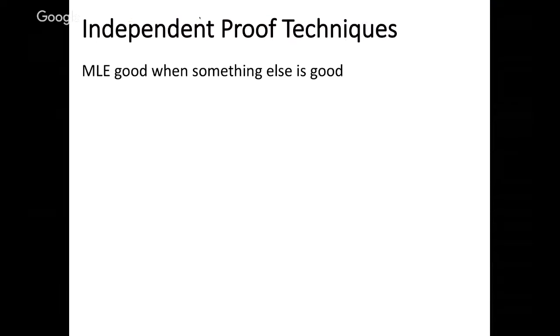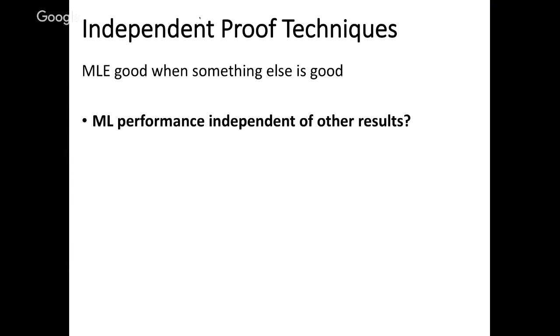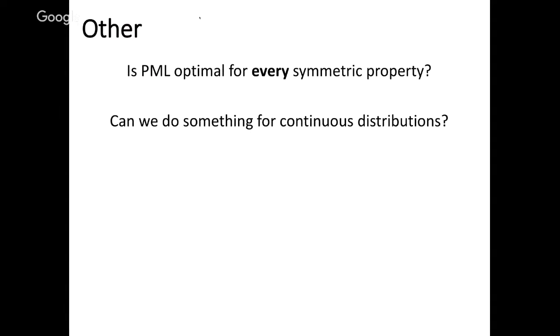So we showed that MLE is good when something else is good. The question is, can we show that maximum likelihood estimation is good independent of the existence of other results? Like is PML good without showing that in fact something else was good? And can we do something for continuous distributions? And finally, the biggest question would be to show that PML is optimal for every symmetric property.